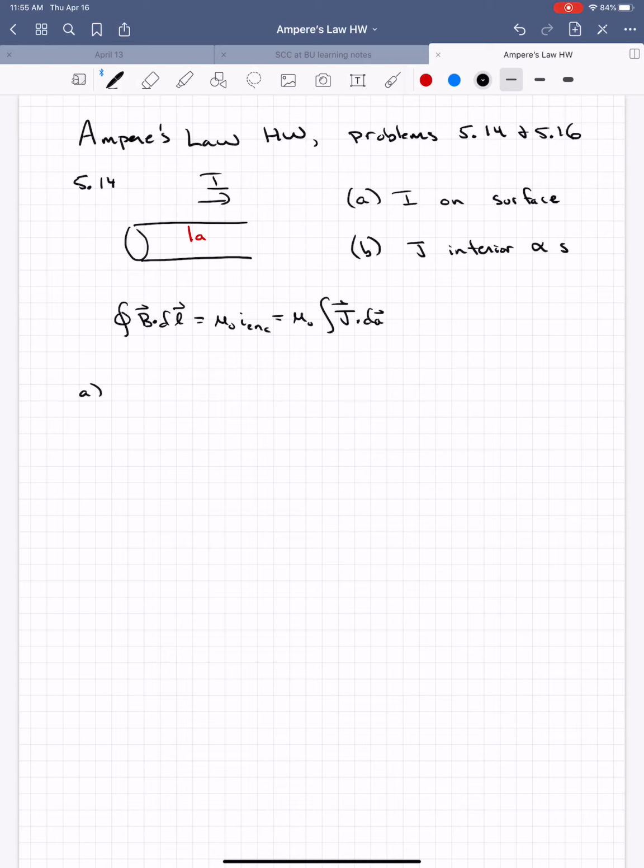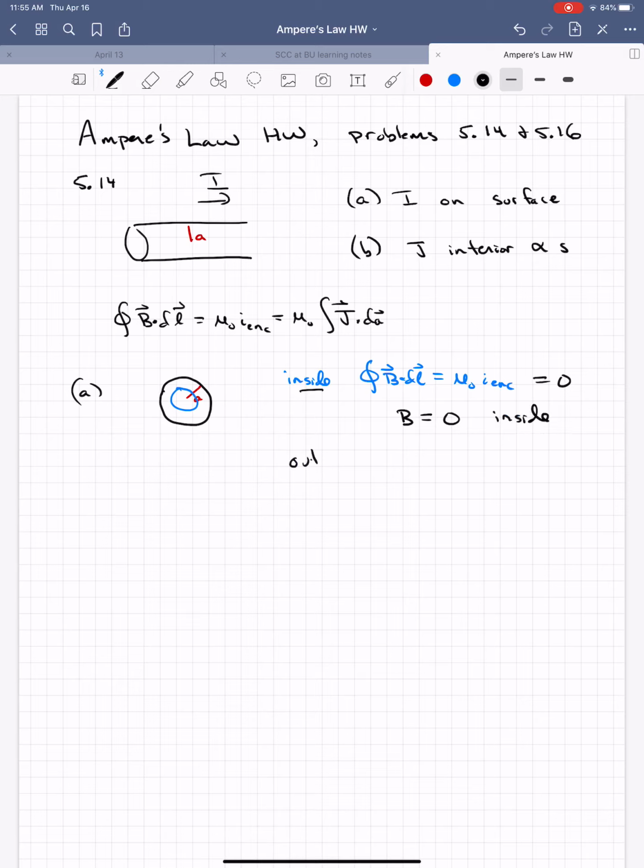So for part A, the cross-sectional view says that the wire here has a radius of A, and if we are inside, when we do the integral of B dot dl, and set that equal to mu naught I enclosed. If the current in part A is all along the surface, then the current enclosed on the inside would be equal to 0. And so that would say that the magnetic field strength is 0 inside the wire.